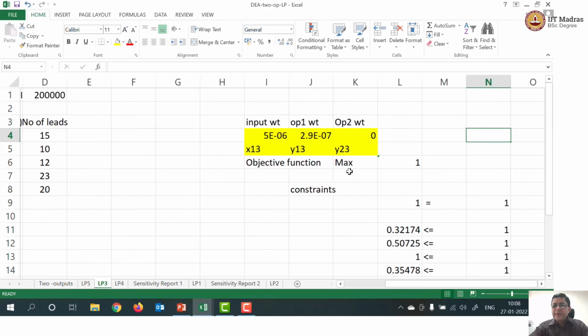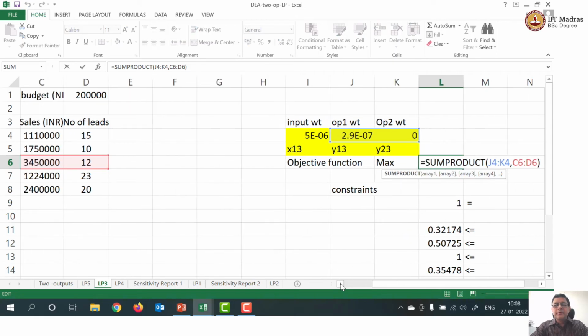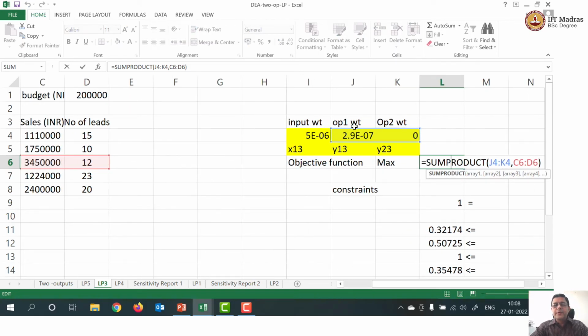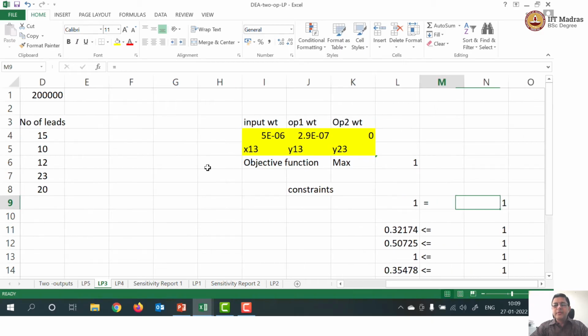Now, do you want me to write the constraint? Okay, let us do that. So this is for the third DMU. These are the output weights. Output weight number 1, output weight number 2 multiplied by the output for the third sales office. That's my objective function. My first constraint is normalization of input. So input weight multiplied by the input, which is common to everybody, which is the budget. That was my denominator in the efficiency expression. That has to be normalized to 1. So this is your normalizing constraint.